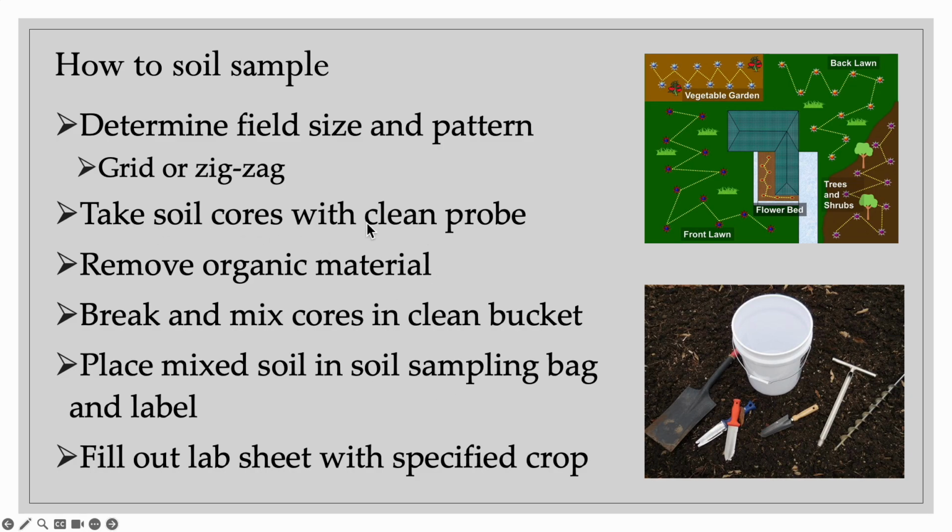So we're going to want to take these soil cores with a clean probe, remove the organic material, and place that core into a clean plastic bucket. We don't want to use anything metal because we don't want to potentially contaminate any of that soil material. If you were to use an aluminum bucket, you might change the pH, or maybe you have some elevated aluminum, which might skew your soil test results.